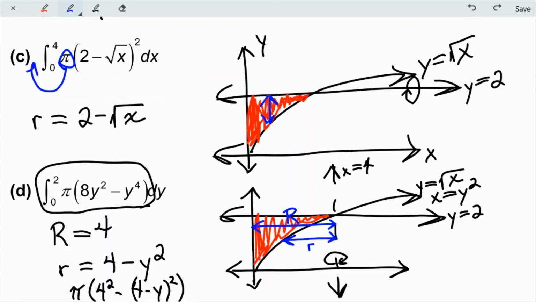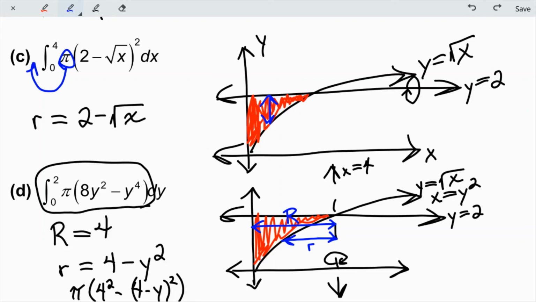How do I get the setup? I have to think about the outside radius and I have to think about the inside radius. Since I'm revolving around a vertical line, everything will be written in terms of, excuse me, y. So I have to get x in terms of y. And then I have to think about those distances in the same way that we did when we were finding the heights of the rectangles when we were doing areas. Now those distances that we're finding are representing radii for our outside circle and our inside circle for our washer.